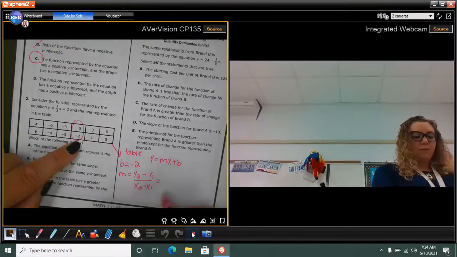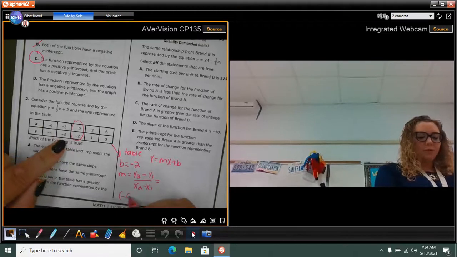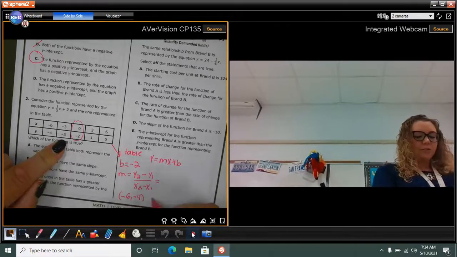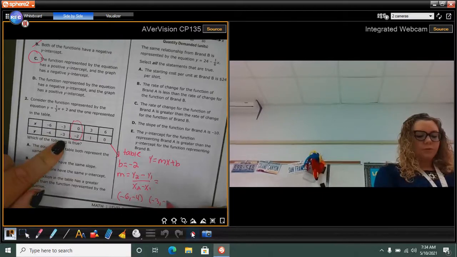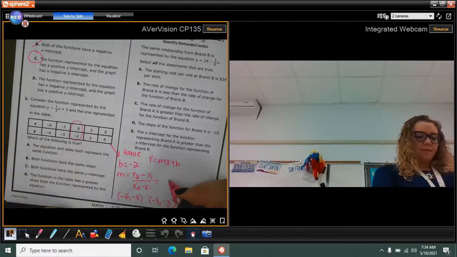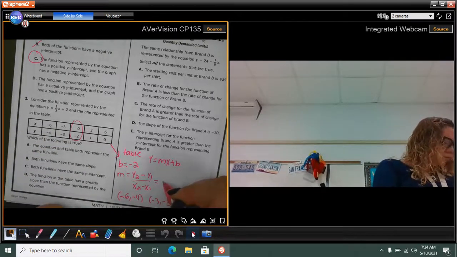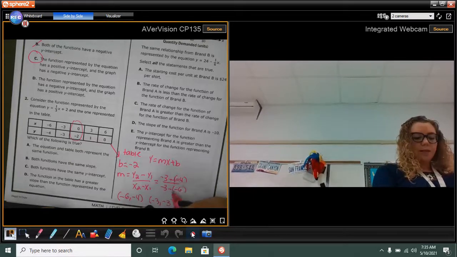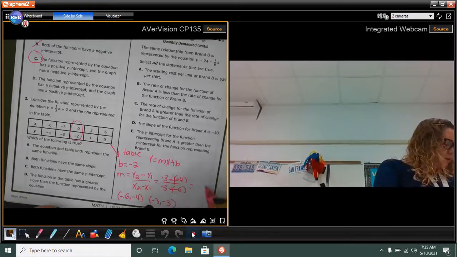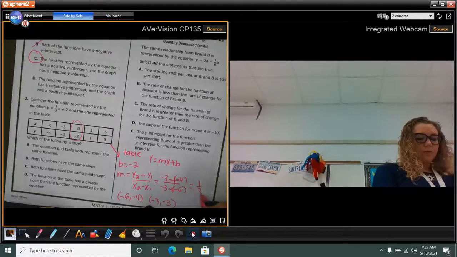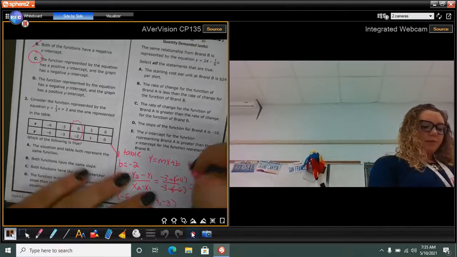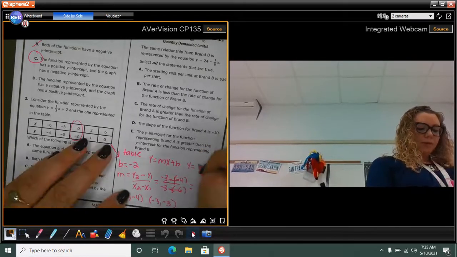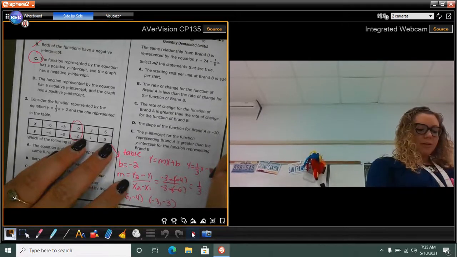We're going to pick 2 points. It does not matter which one you use. I always use the first 2. I'm going to plug in my information. Negative 3 minus negative 4, over negative 3 minus negative 6. These become positive. I'm going to get 1 over 3. So now, this table is y equals my slope, 1 over 3x minus 2.